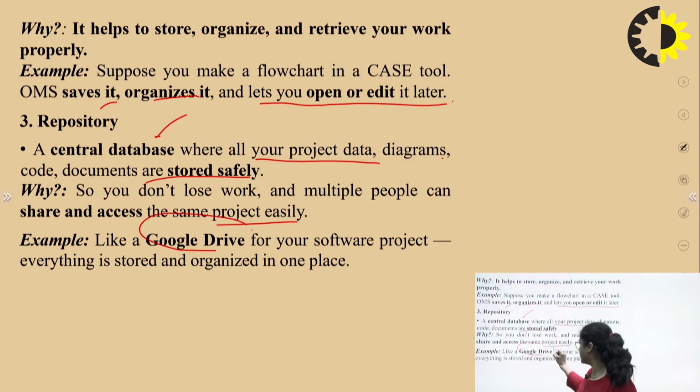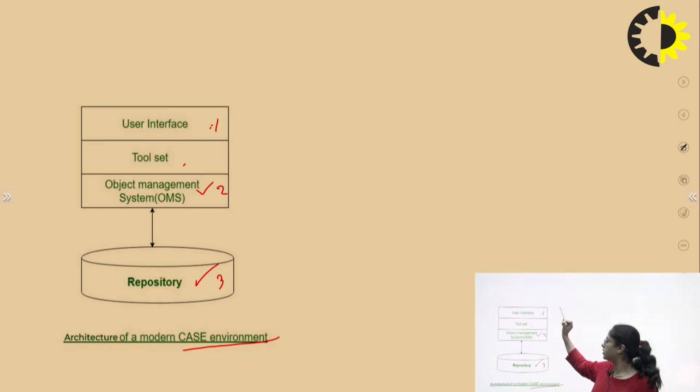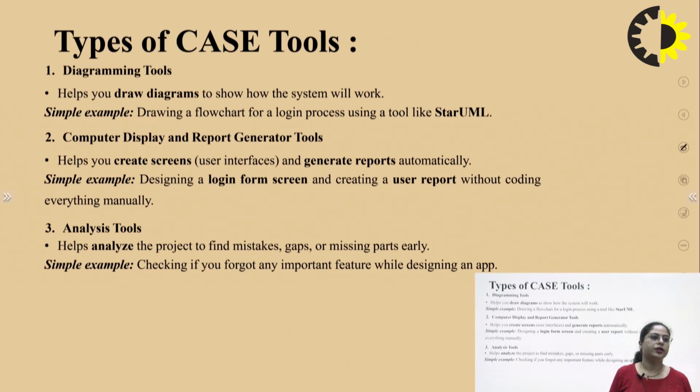Google Drive is an example of a repository for the CASE environment. Here we can save our whole data. These three terms are used in the CASE environment: first is the user interface, second is the object management system, and third is the repository.